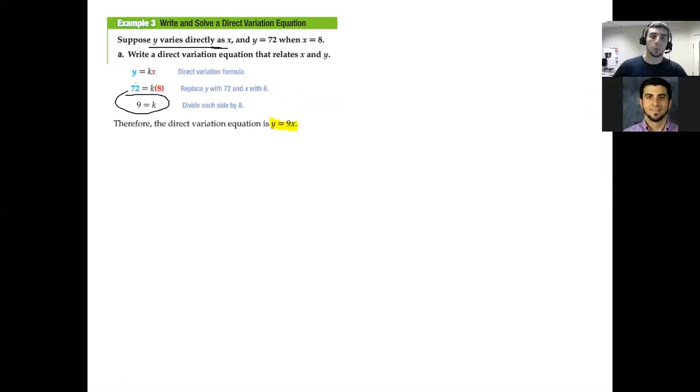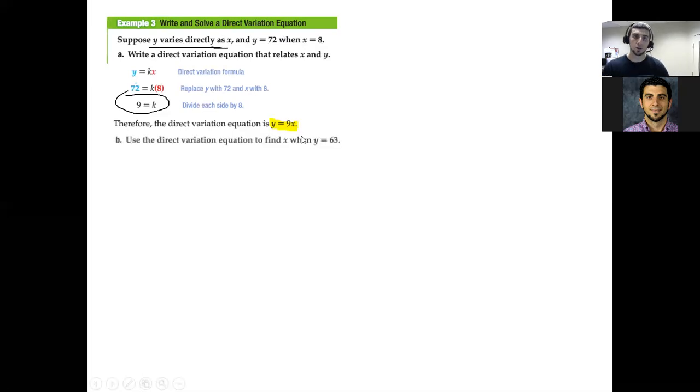Now this is the value of k in your direct variation equation. Now you have to write the actual equation. So the direct variation equation is y equals 9x, okay? Now, what that indicates, or let me say it like this, don't write 72 equals 9 times 8 and think that's your equation. The 72 and 8 was just one specific coordinate on the graph to help you figure out the value of k so that you could write the general equation.